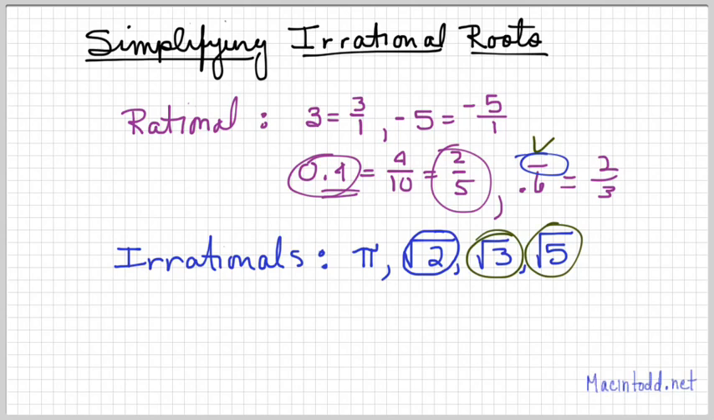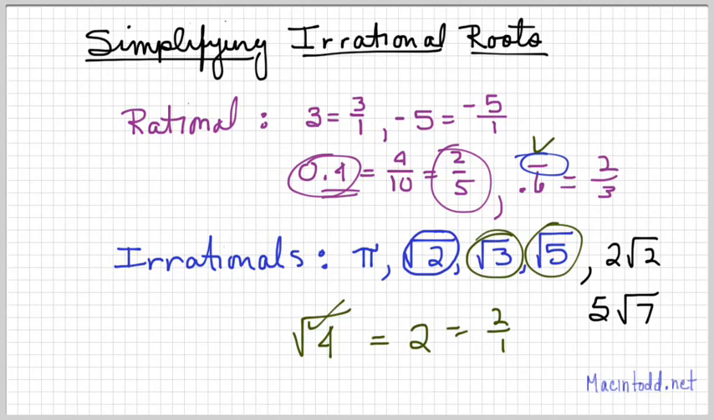Things like root 4 are rational because you can square root it and get a 2, which is 2 over 1. So if it's a perfect square, then it's rational. Anything that is not a perfect square is irrational. So even like 2 root 2 or 5 root 7, anything that you have to use that square root symbol to write it is an irrational number. And so sometimes when we simplify our radicals, we just have to leave it with a radical in it.